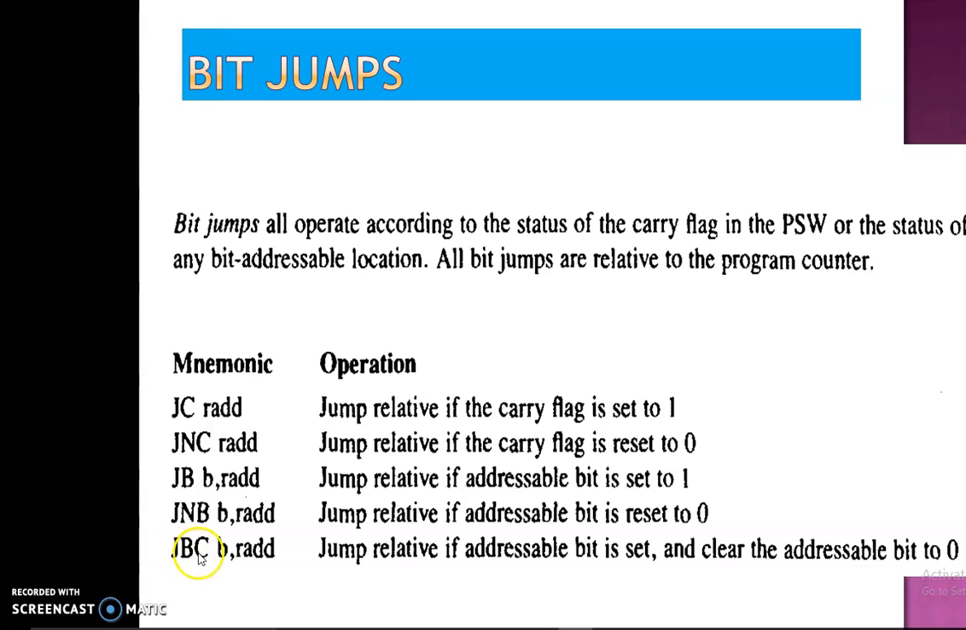So next is JBC, jump on bit and clear. You are giving one single bit address. If that bit is 1, this jump on bit will be true, and control will go to the specified address. But before going to this address, it will clear that bit. So first you are checking the bit. If it is 1, jump on bit is true, then control will go here, but before going to this place, it will clear this bit data to 0. These are the bit jumps: jump on carry, jump on no carry, jump on bit, jump on no bit, jump on bit and clear.